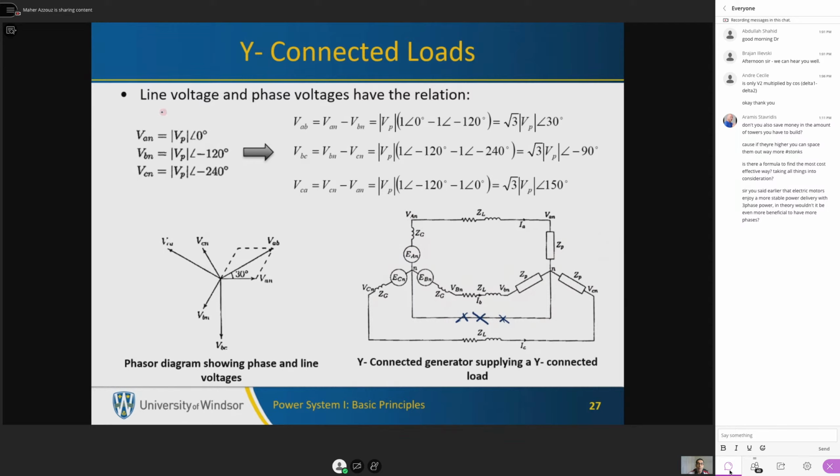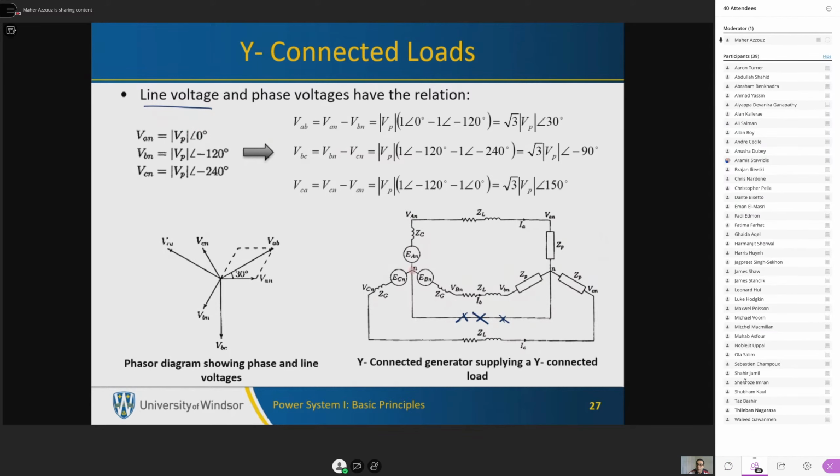Here I'm going to introduce a new voltage definition, which is called the line voltage. The phase voltage is the voltage between the neutral and one terminal of the generator, let's say terminal A. This is called the phase voltage. But we have another voltage called the line voltage, which is between two terminals of the generator. So, for instance, VAB is VA minus VB. It is the voltage between these two terminals.